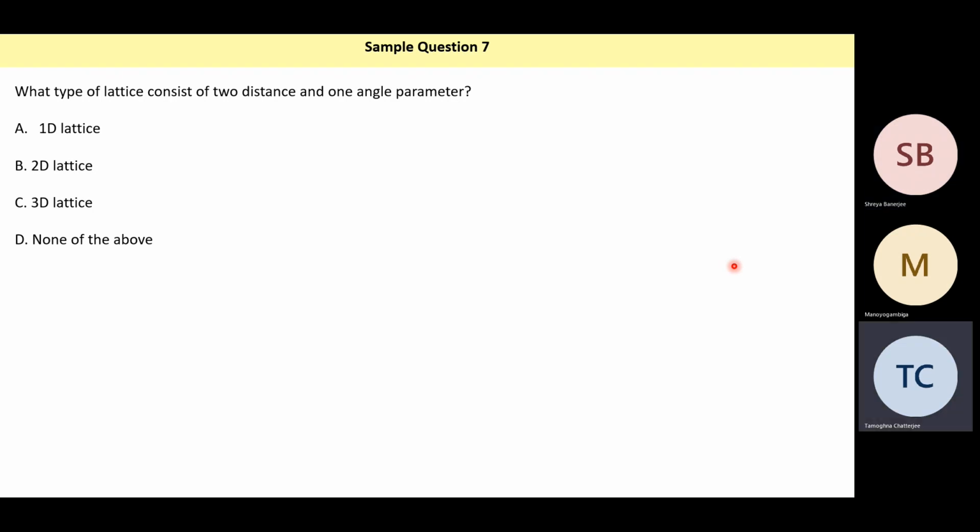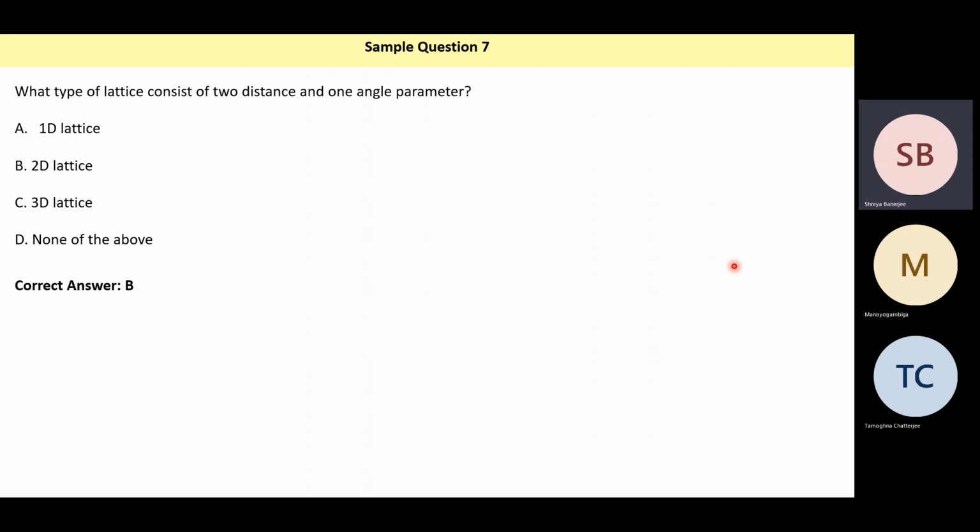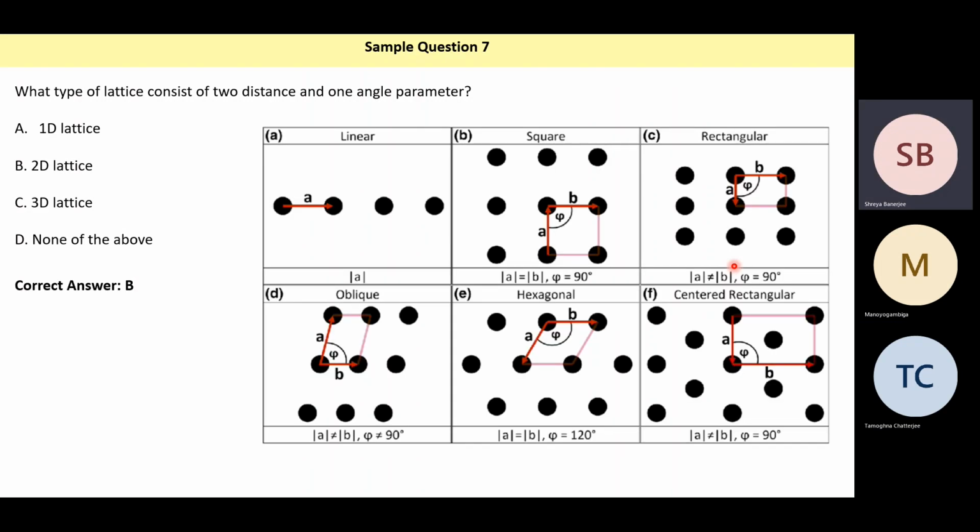2D lattice, 2-dimensional. Yep, that is correct. The answer is B. So the first example here shows a linear or 1D lattice where you have only one parameter, the distance between 2 lattice points. The others are all examples of 2D lattices.